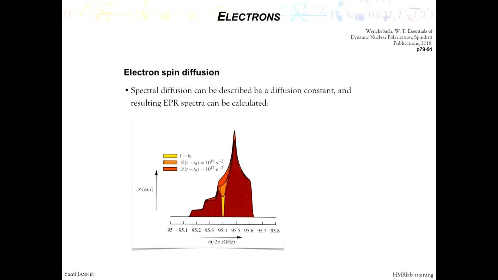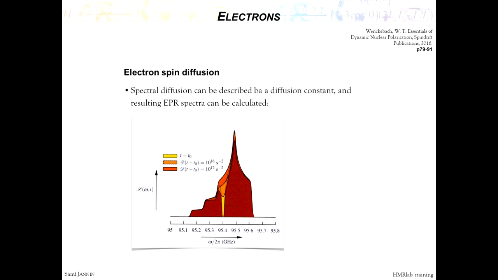So if you have a B1 of, say, a few kilohertz, that's what we have. We have a microwave B1 of a few kilohertz. So we only saturate a tiny portion of the EPR line. Well, the first thing we can imagine is that spectral diffusion can transport this saturation to other spins through dipolar coupling.